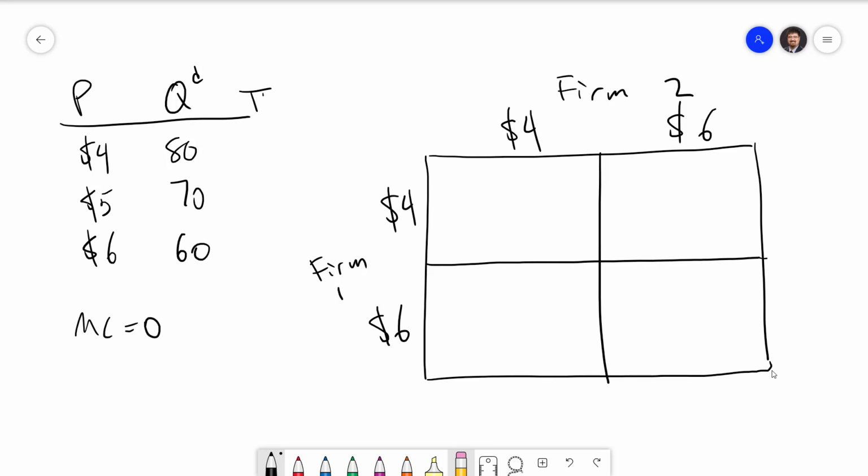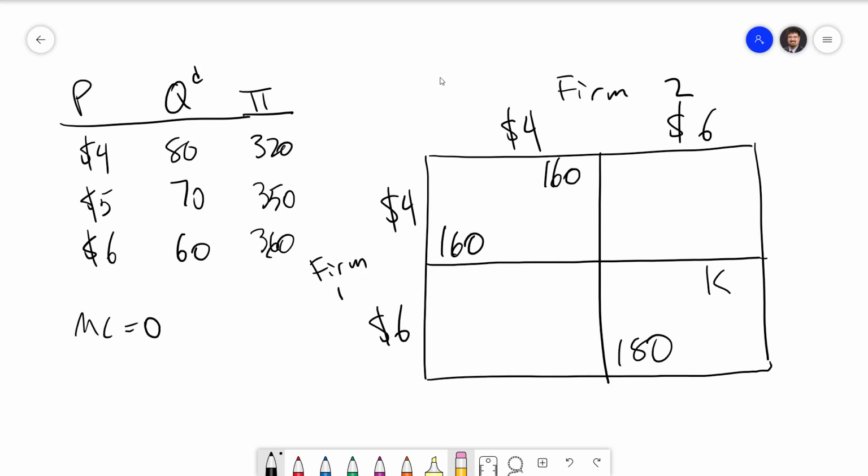If I go ahead and add a profit column to our chart here, we can see that the total profit made at each of these prices would be 4 times 80, which is 320. At a price of 5, we have a total profit of 5 times 70, which is 350. And at a price of 6, we have 6 times 60 is 360. If both firms price at 4, they're going to split the quantity of 80, and so they're each going to sell 40 at a price of 4, and so they're each going to get 160, which of course is half of the 320 total profit. If both price at 6, then they're going to split the profit of 360 in half. They're both going to get 180.